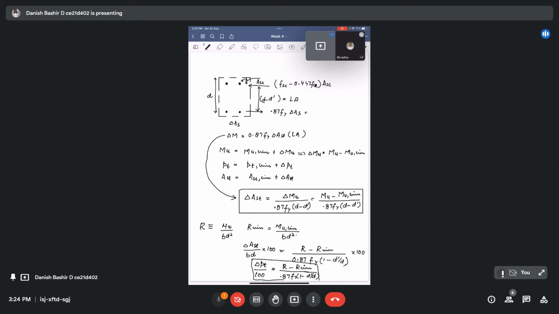This formula is a design aid formula. For that you only require the D dash by D ratio. You know, for a doubly reinforced section, if you have the D dash by D ratio, correspondingly you will get delta PT. You can use these design handbooks also, but we will follow our problem from the basics.